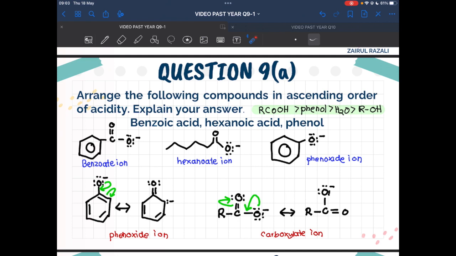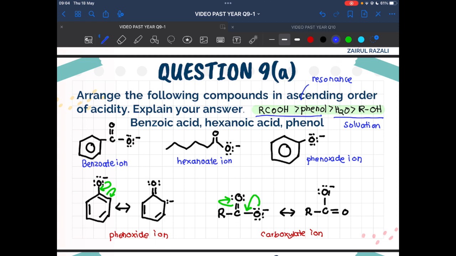One of the factors is whether it can form resonance structure or not. If the conjugate base itu boleh form resonance structure, kita cakap dia more stable lah, sebab the conjugate base tu is stabilized by the resonance structure form. So both carboxylic acid and also phenol can form resonance structure, ataupun kita boleh cakap both are stabilized by the resonance structure. But water and also alcohol are only stabilized by the solvation factor.